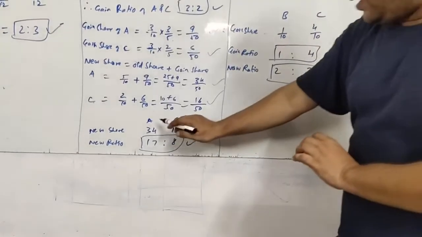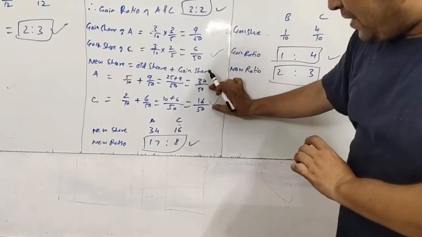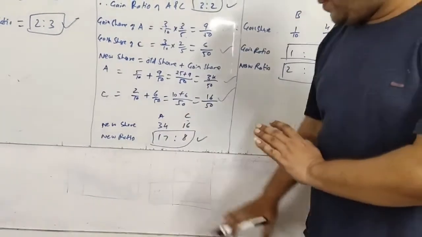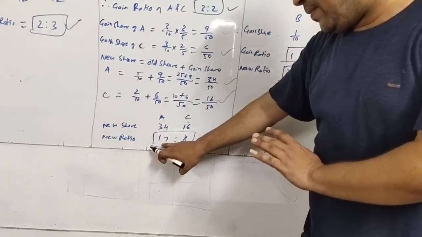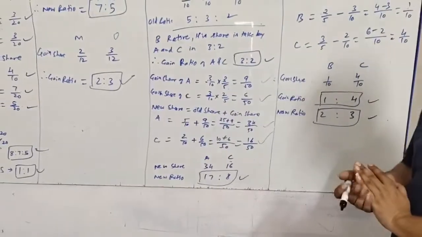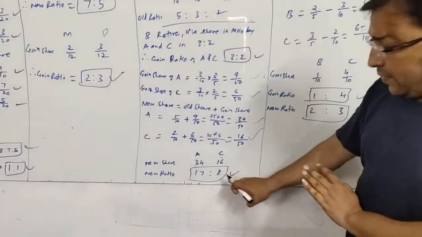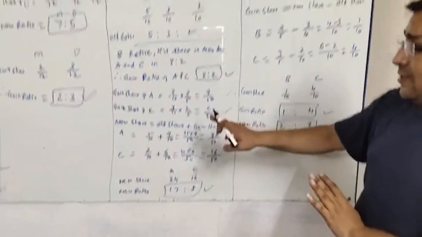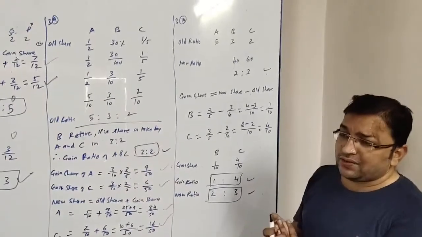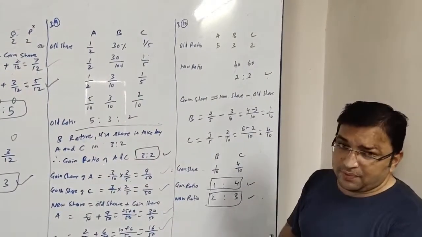The new share, eliminating the denominator, is 34 is to 16. We will make it short by dividing by 2. So 17 is to 8. 17 is to 8 is the new ratio of A and C, and the gain ratio of A and C is already given, which is 3 is to 2. So this is all about sum number 9. Now sum number 10.